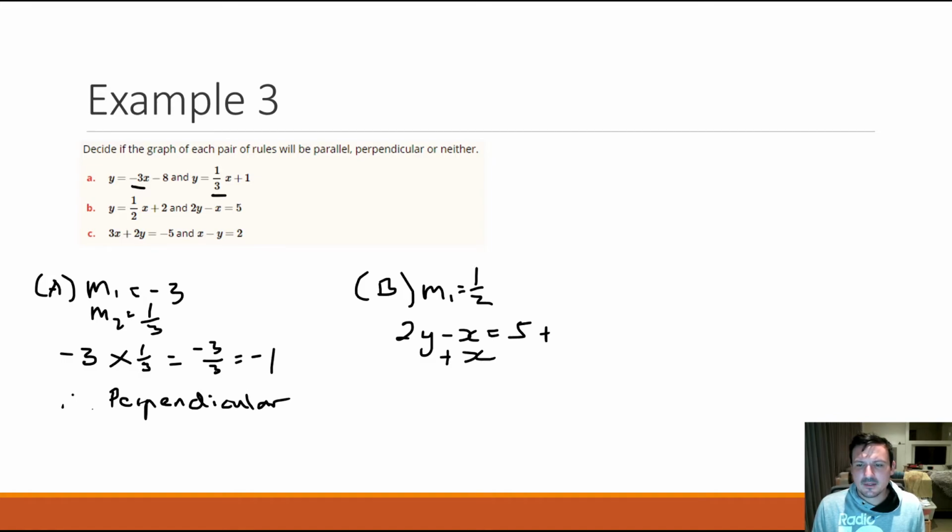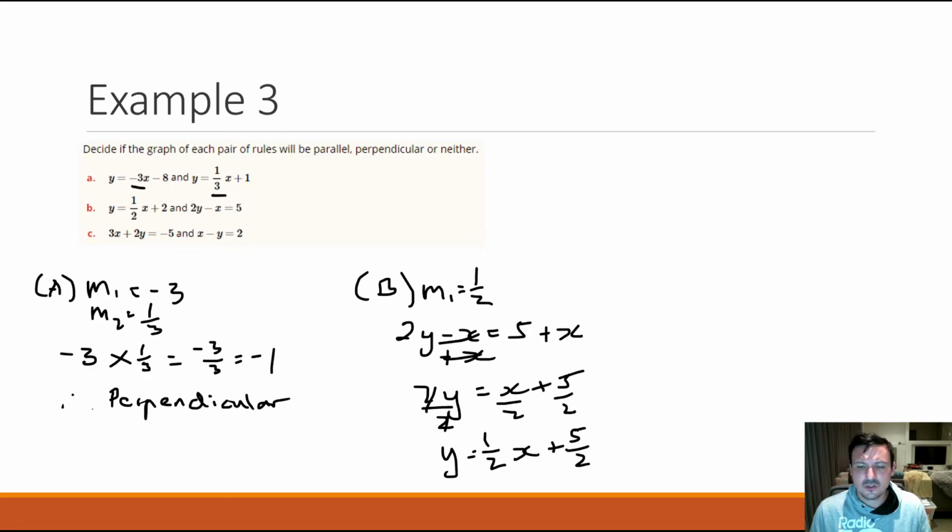We're going to add x over here. I'm going to put the x first, so x plus 5. I'm then going to divide by 2 each time to get rid of the 2. And what we end up with is a half x plus 5 over 2. If we look at this, we can see that m2 is equal to a half and m1 is equal to a half, so they have the same gradient, which means they are parallel. Therefore, parallel. Beautiful.